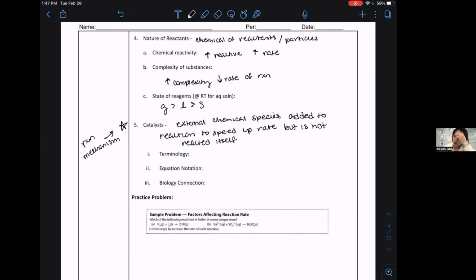A bit of terminology you want to know is that we say that catalysts regenerate themselves. They are regenerated, so that means they are not consumed. When you add a catalyst in the beginning, you should find that your catalyst is present at the end too, because again, it is not actually involved in the reaction.